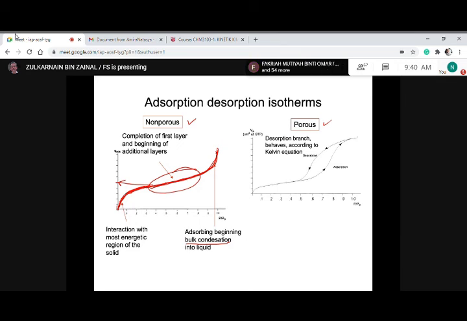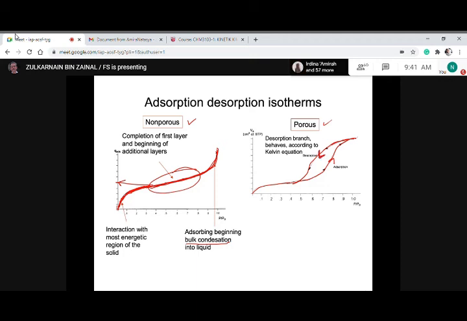from the isotherm. But this is not the only type of isotherm that you can get. You can also get this type of isotherm, where adsorption occurs, right? This is where the adsorption occurs. As you can see from the previous one, when you do the desorption, the desorption does not follow the same line as adsorption, right? It follows a different line. This is the adsorption line, and this is the desorption line.